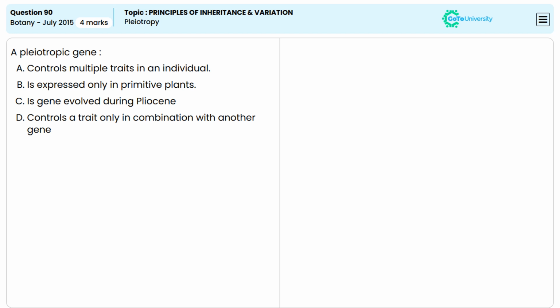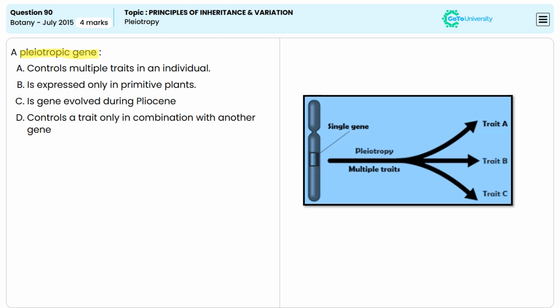Which among the following defines a pleiotropic gene? A pleiotropic gene is one that affects multiple traits or characteristics in an individual. This means that a single gene can influence more than one phenotypic trait either directly or indirectly. So that means the correct answer is option A, controls multiple traits in an individual.